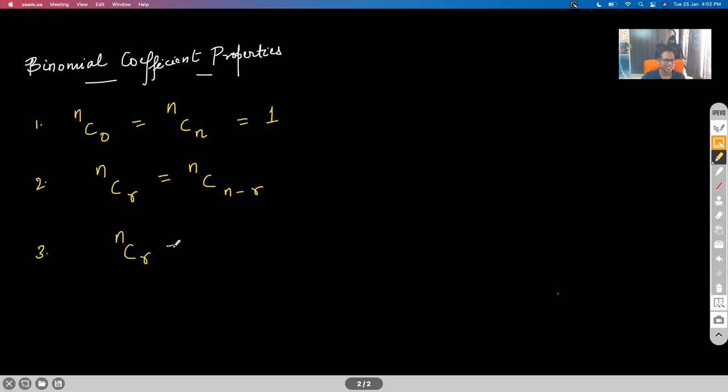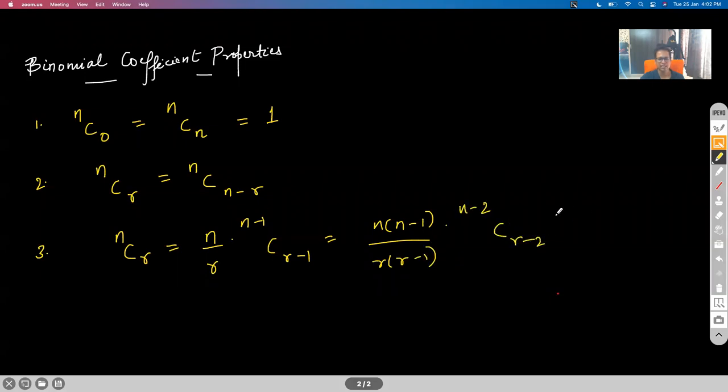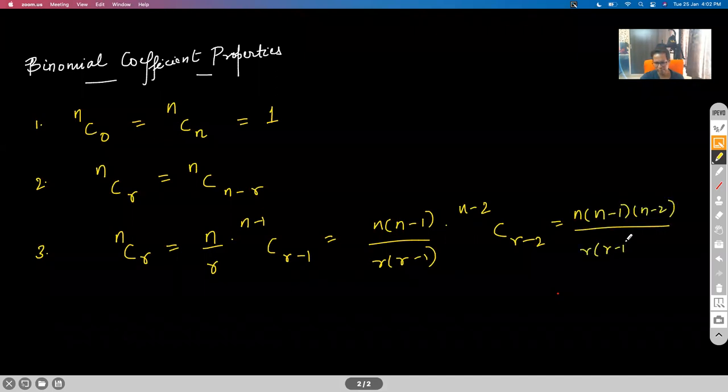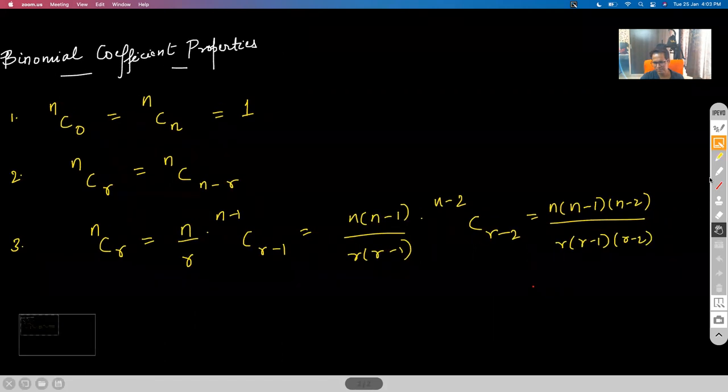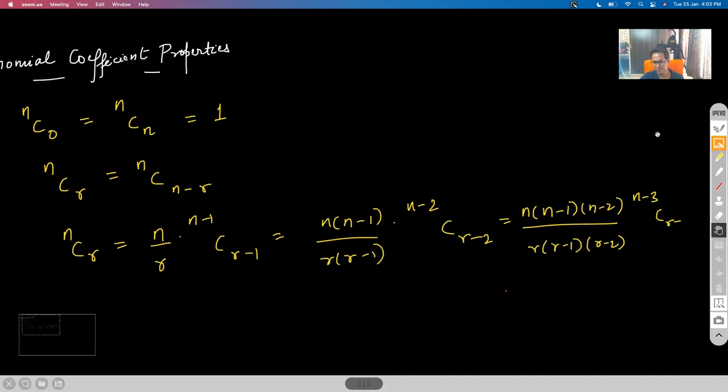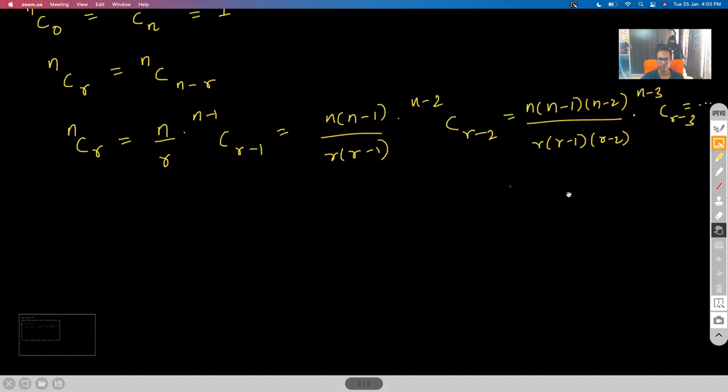Next, writing nCr in terms of the lower coefficients. Okay, so you can write nCr as n by r times (n minus 1)C(r minus 1). You can further write it as n by r times (n minus 1) by (r minus 1) times (n minus 2)C(r minus 2). And this can continue on and on, (n minus 3)C(r minus 3), dot, dot, dot. I'm just writing dot, dot, dot to show that it can continue on and on.